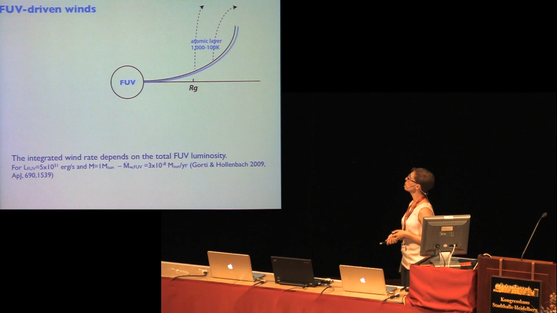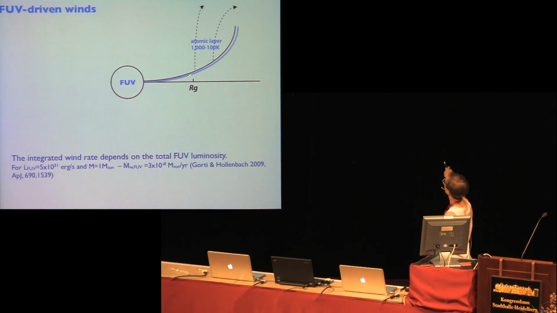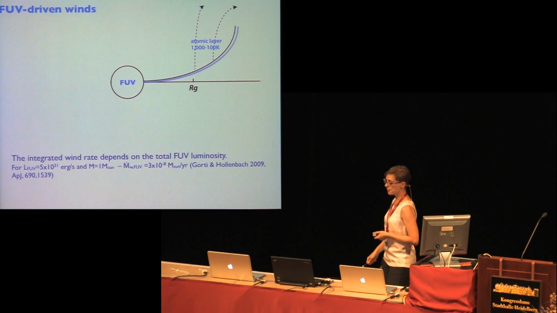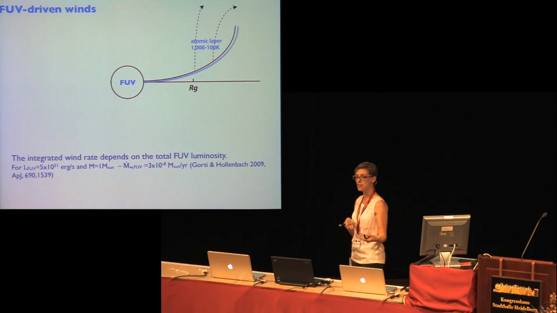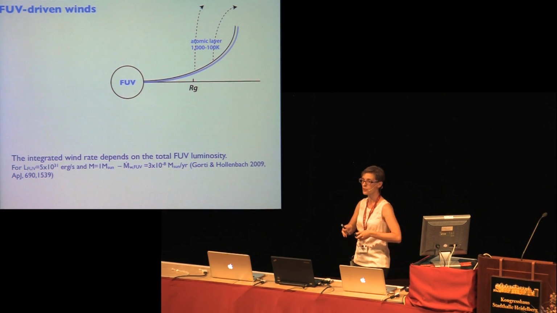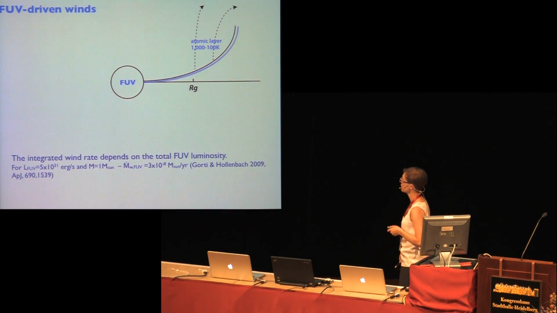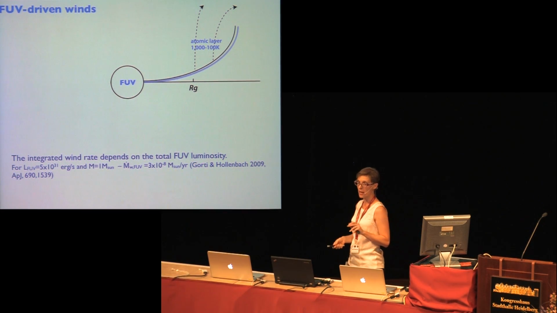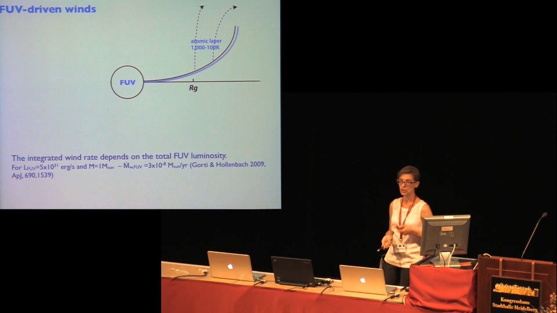Then, if you also include FUV photons, what happens is that you have another layer here that is mostly atomic. It's a bit cooler than the X-ray layers. And I should mention that in both the X-ray and FUV models, it's not possible to define just one critical radius from which most of the mass is lost. But again, the mass loss rate in the case of the FUV is very dependent on the total FUV luminosities, and Gorti and Hollenbach have estimated a mass loss rate that is 2 orders of magnitude higher than in the case of the EUV-only model.